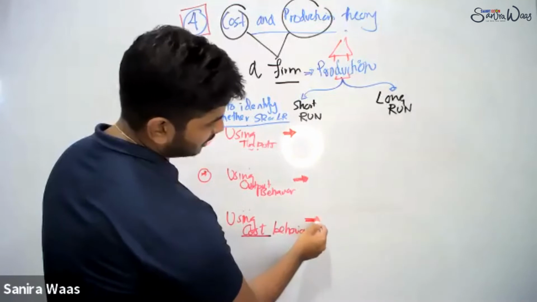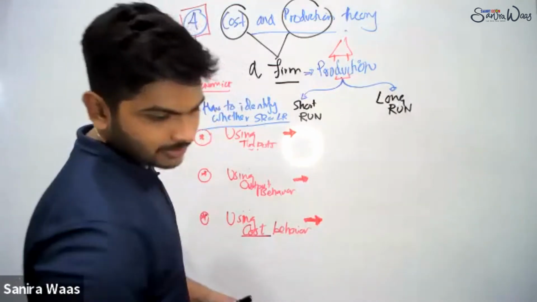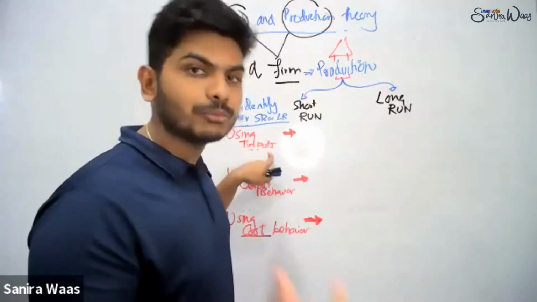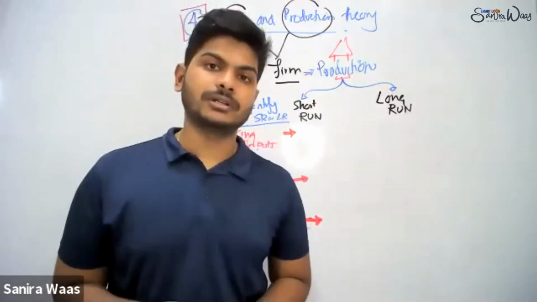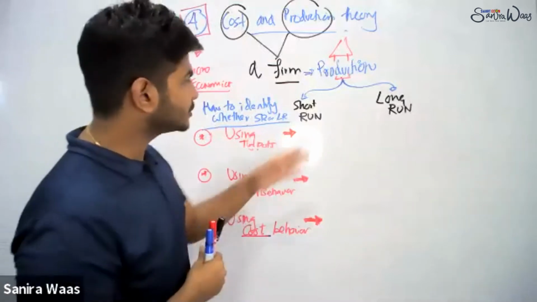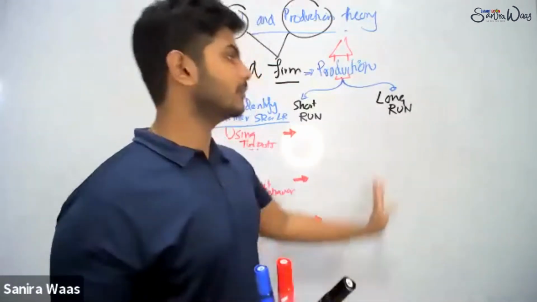Because in short run how your inputs, the inputs you use would be different. In short run how you use your outputs would be different, and how the outputs behave would be different. And also in short run how your cost would behave will also be different from long run.